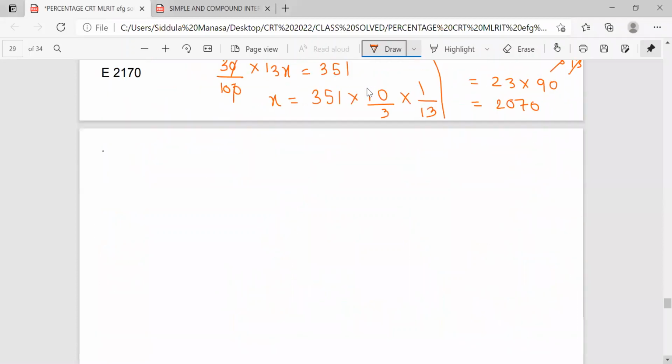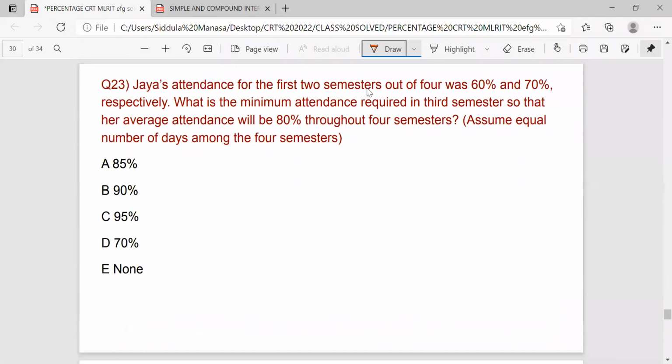So we'll move to the next question, students. Jaya's attendance for the first two semesters out of the 4 was 60%, 70% respectively. What is the minimum attendance required in the third semester so that her average attendance will be 80% throughout the 4 semesters? Assume equal number of days among the 4 semesters. So that means equal number of total days are there in each semester.